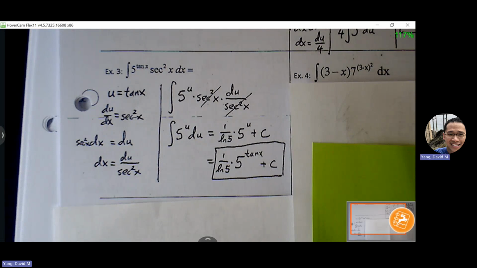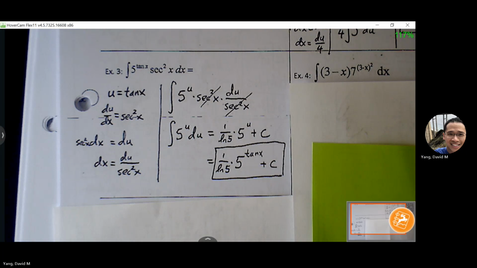Example 4, it's also an exponential function. You see that base 7 raised to the variable exponent. Also too complicated for any one rule to handle. We've got to go through substitution. What could be our u value here? Yeah, 3 minus x squared.